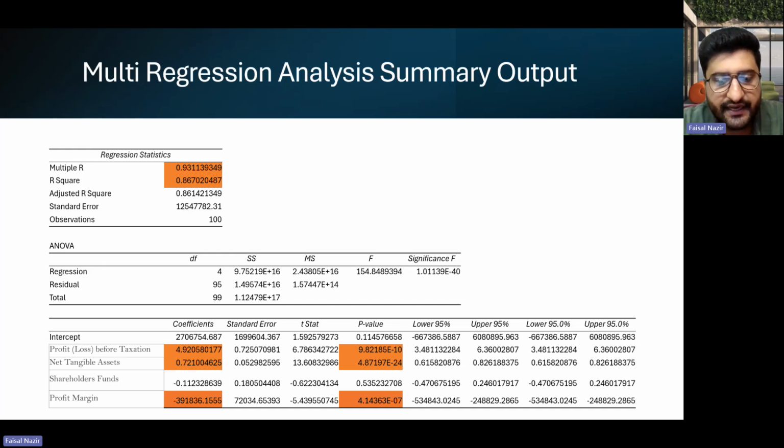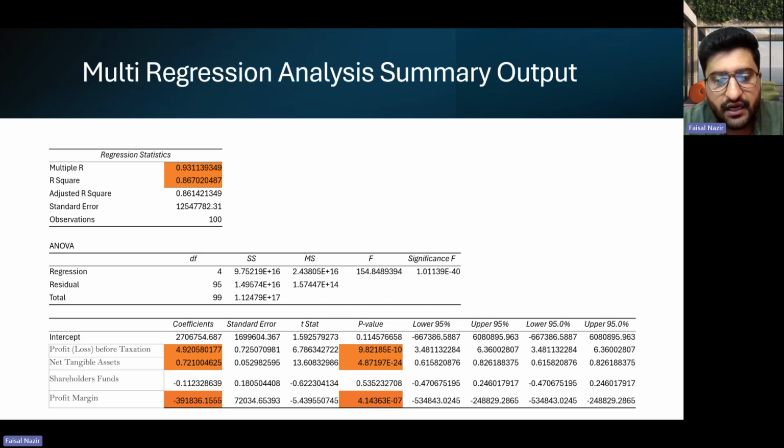So the next is net tangible asset, with the coefficient of 0.721, meaning that each unit increase in net tangible asset is associated with a 0.72 unit increase in turnover. This variable also has a very low p value, indicating high statistical significance.